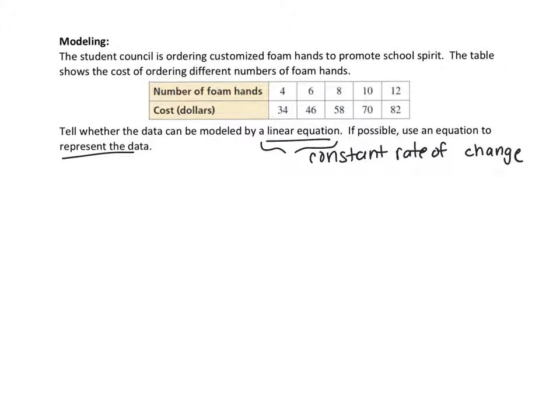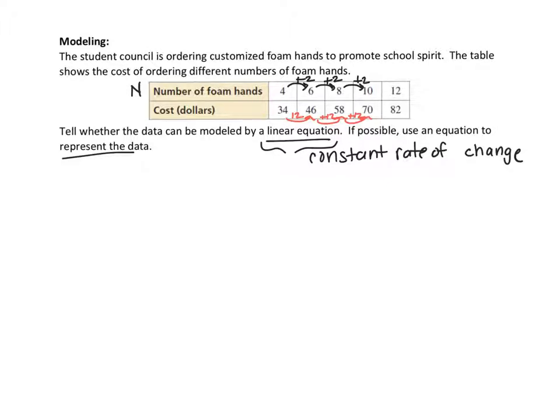So if you look up at the number of foam hands, we'll call this n, okay? So from 4 to 6, it adds 2. From 6 to 8, it's adding 2. From 8 to 10, it's adding 2. So there's something that's constant happening with the number of foam hands. So let's look at the difference between 34 and 46. So that difference is going to be 12. And then we check to see if that's the same difference from point to point, and it is.